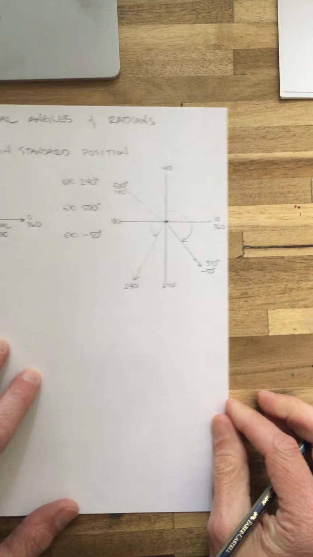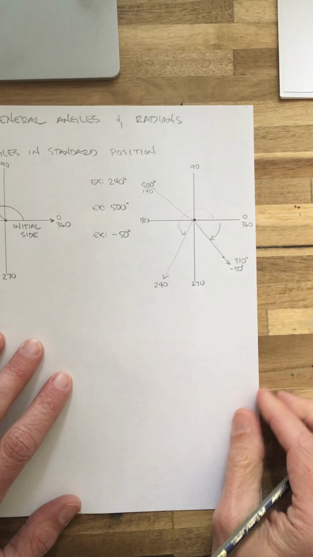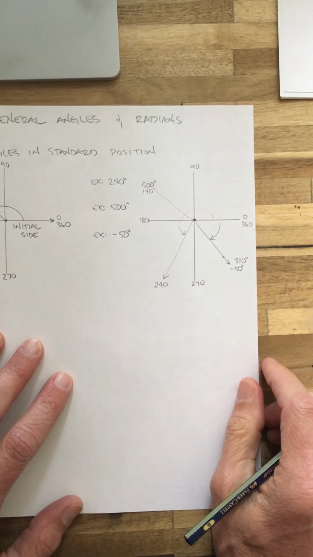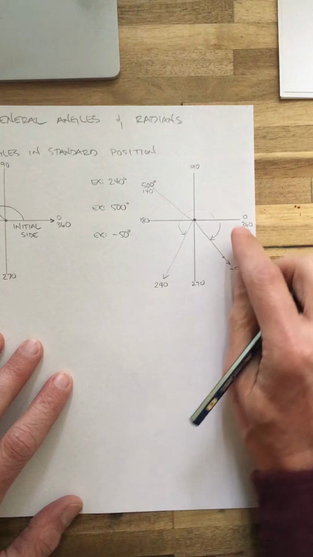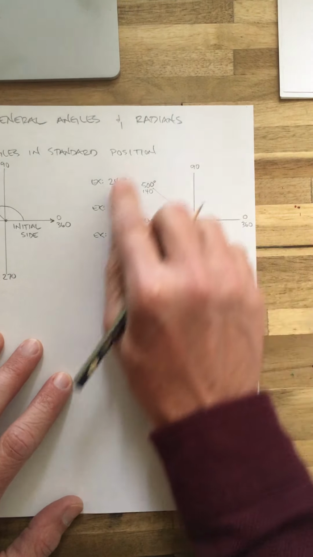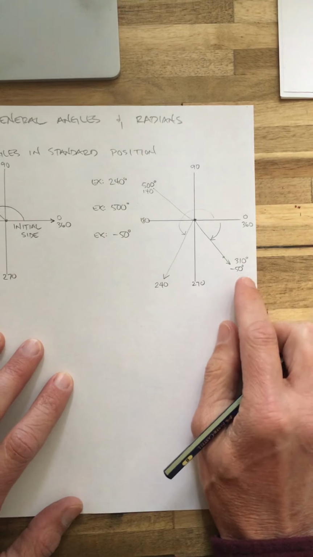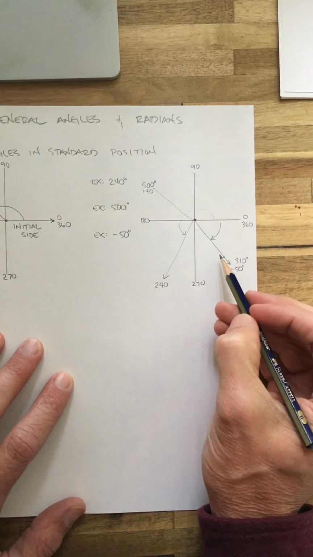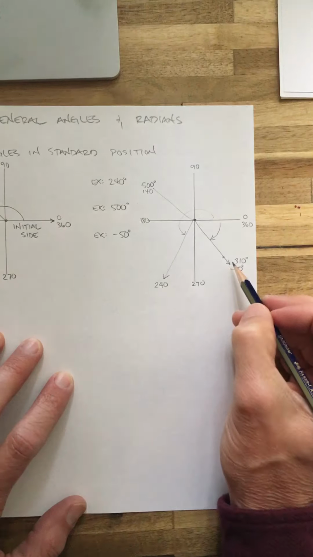Notice how they're all kind of the same. Same terminal side, just different numbers depending on which way you go. If you go clockwise, you're going to get negative values. If you go counterclockwise, you get the positive values, okay? And then if I wanted to, I could go around all the way again, right?